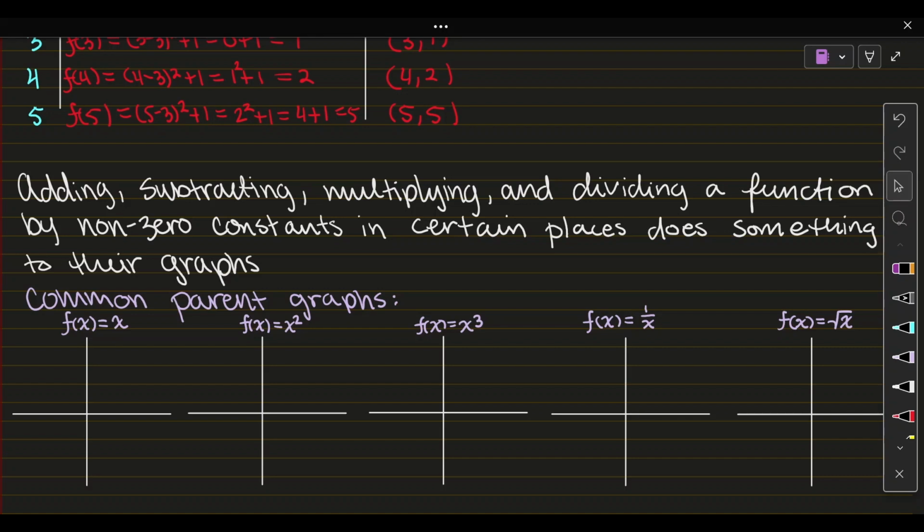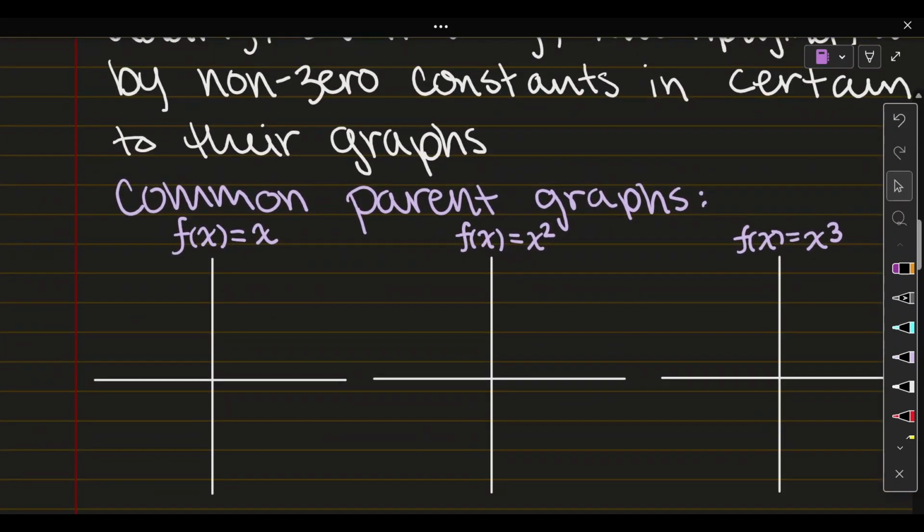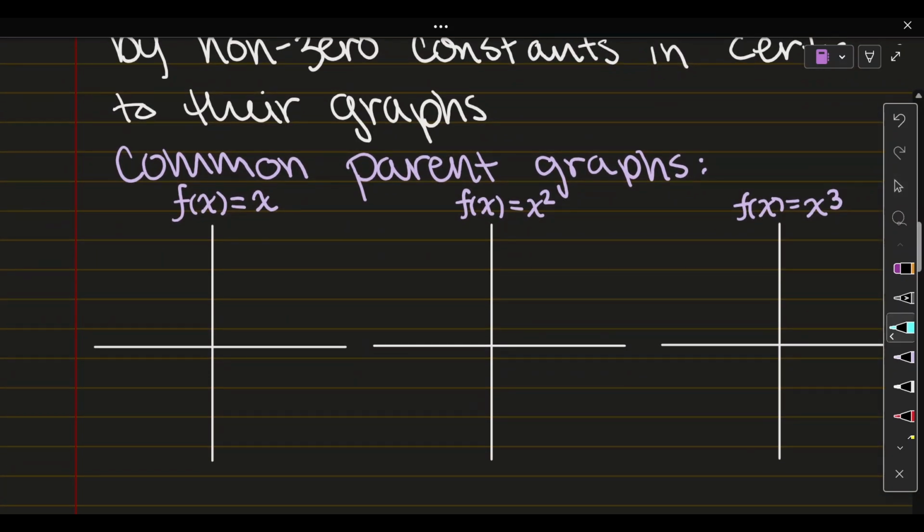But to get a head start on our discussion, let's take a look at some common graphs of functions. We call these parent graphs or parent functions, and these are graphs of functions without transformations, without being added or subtracted anything. So f of x equals x, that's the same as y equals x, because remember y equals f of x. y equals x is just a line that passes through the origin.